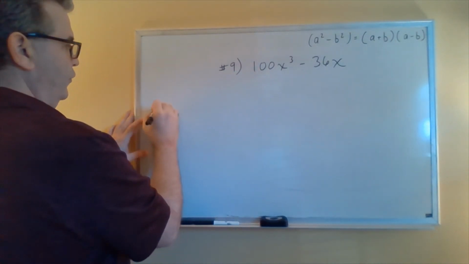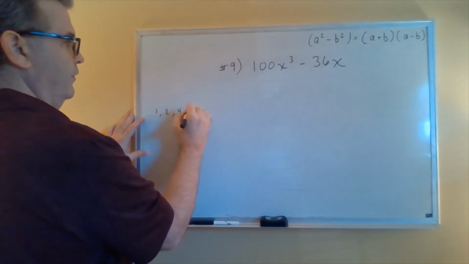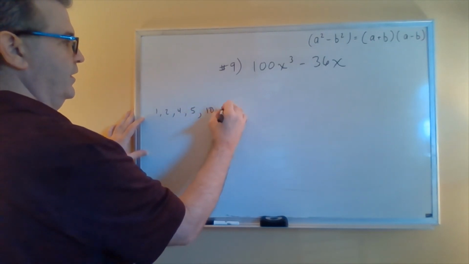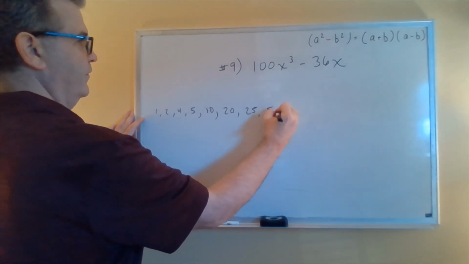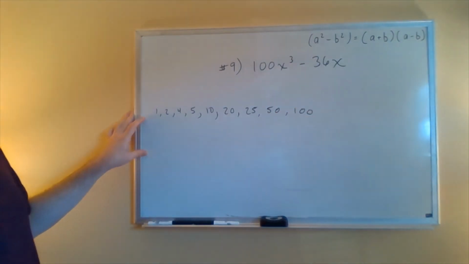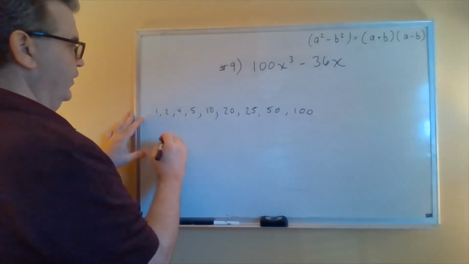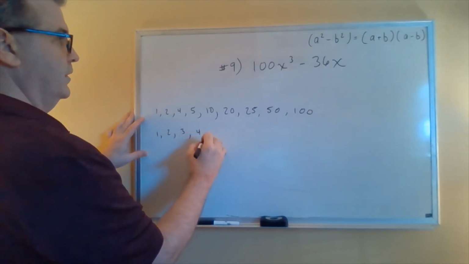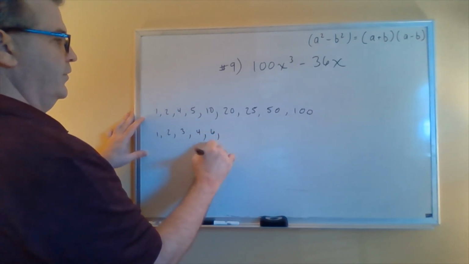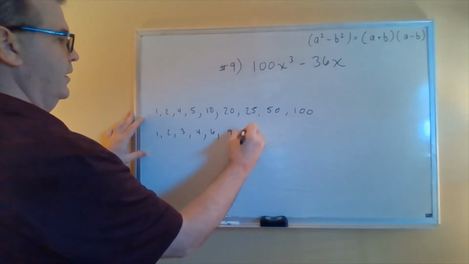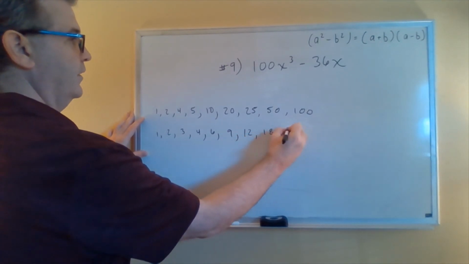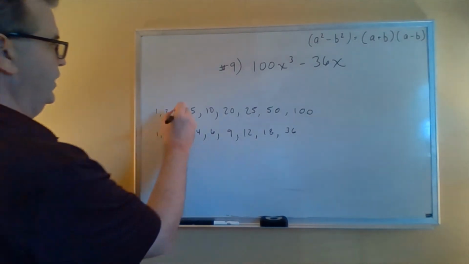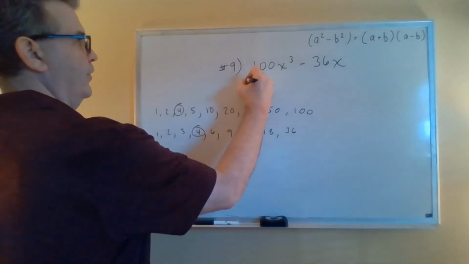Let's look at the factors for 100. We'll have 1, 2, 4, 5, 10, and head back down 20, 25, 50, and then finally 100. So there are our factors of 100. Let's look at our factors of 36. We'll have 1, 2, 3, 4, 6. 6 times 6, we start heading back down. We got 9, we'll have 12, 18, and 36. So what is our largest number that shows up on both lists? That would be 4. So we know we're going to be pulling a 4 out of there.